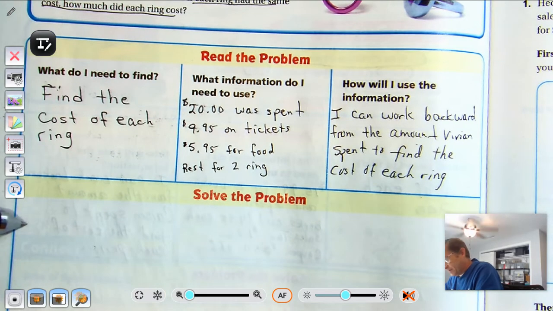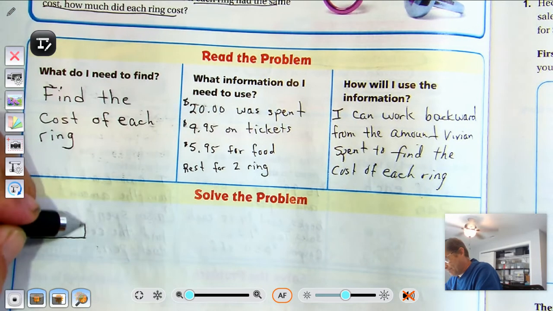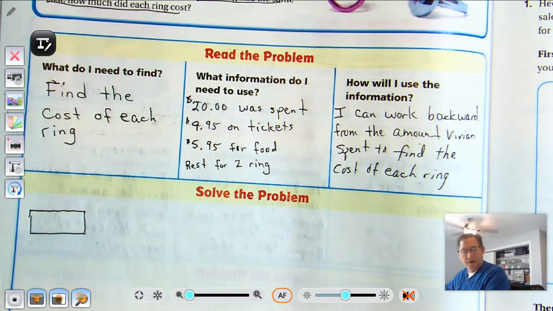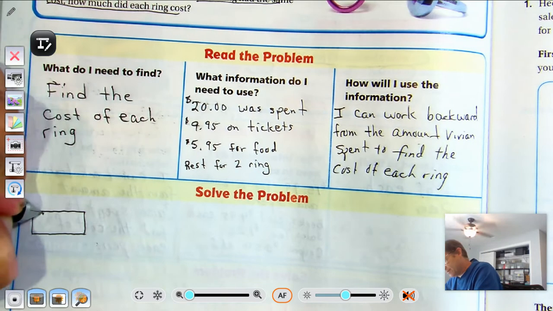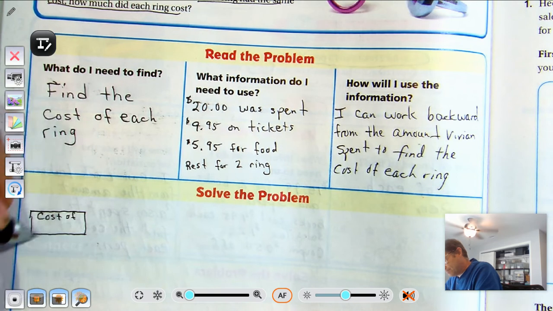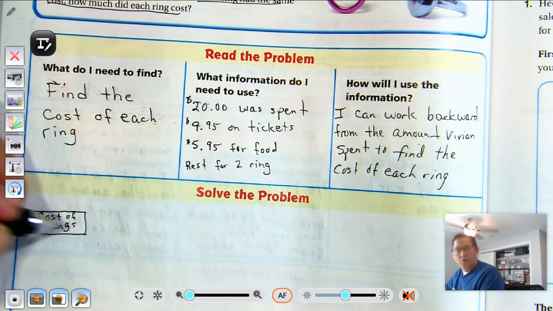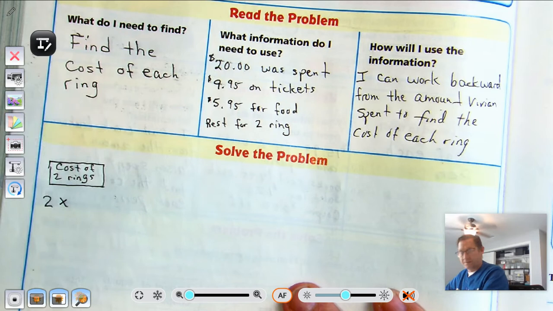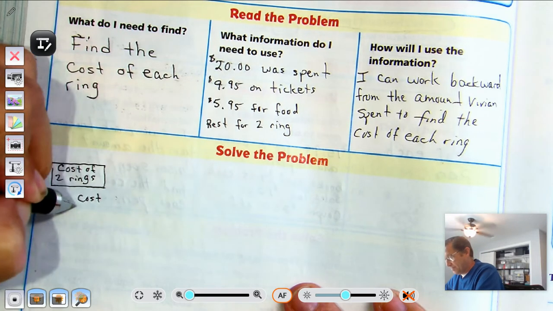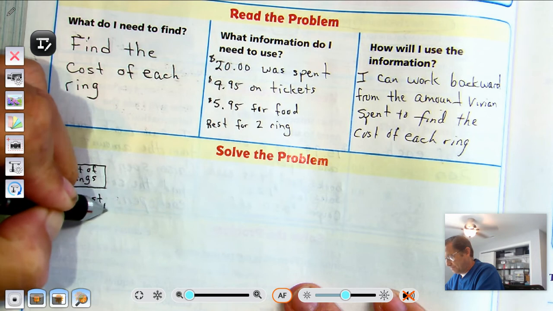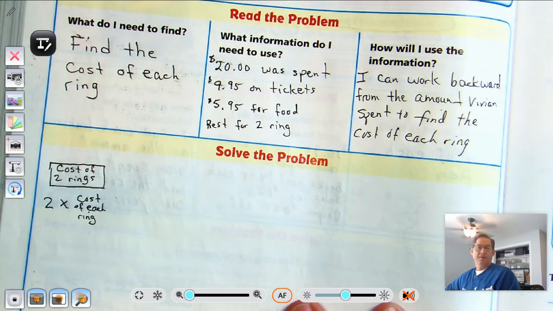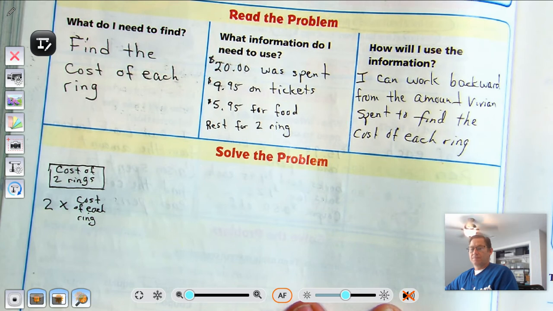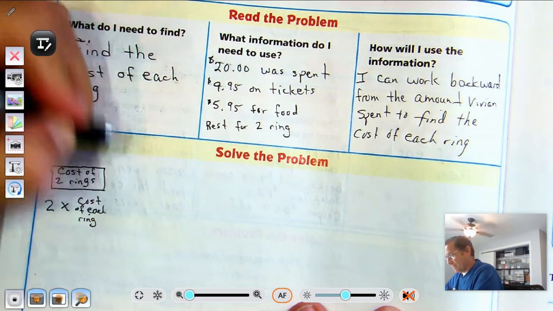And the first thing we're going to have is the cost of the 2 rings, right? So I'm just going to put a box. I'm going to say cost of 2 rings. Well, mathematically, what would that look like? That would look like 2 times the cost of each ring. I don't know the cost of each ring yet. All right. So the cost of the rings, the cost of the food, the cost of the tickets added up to $20.